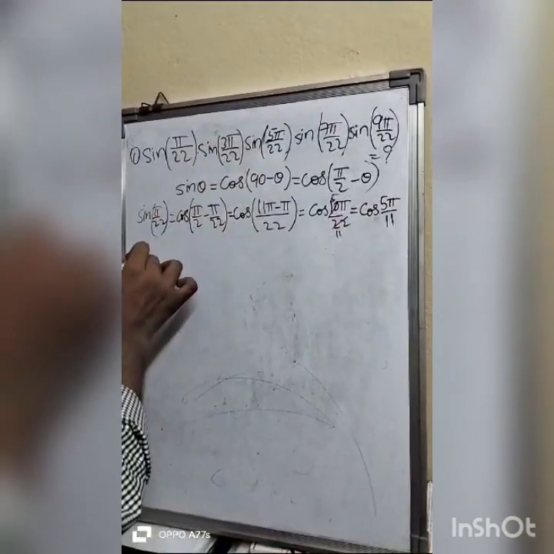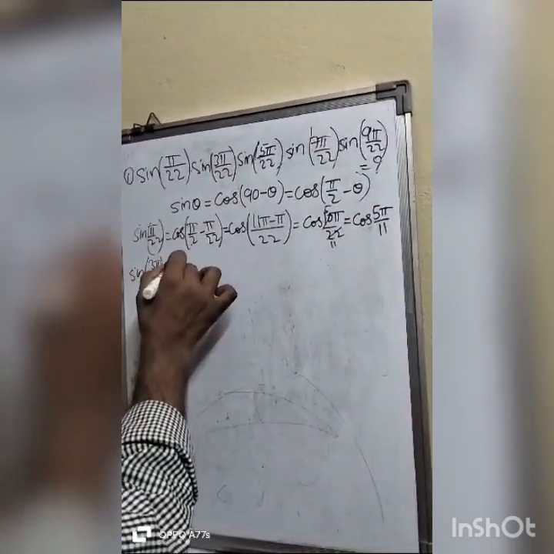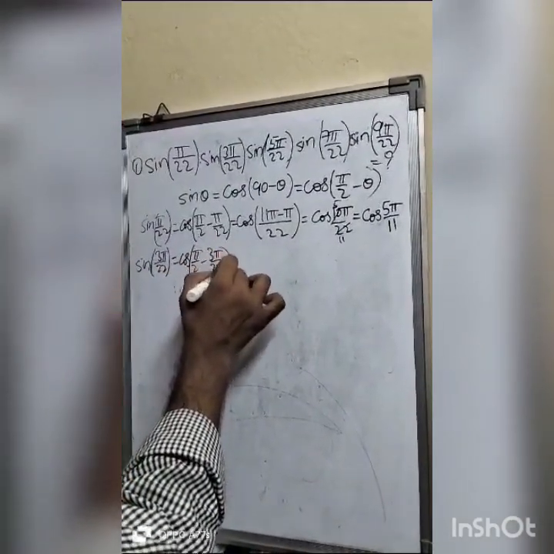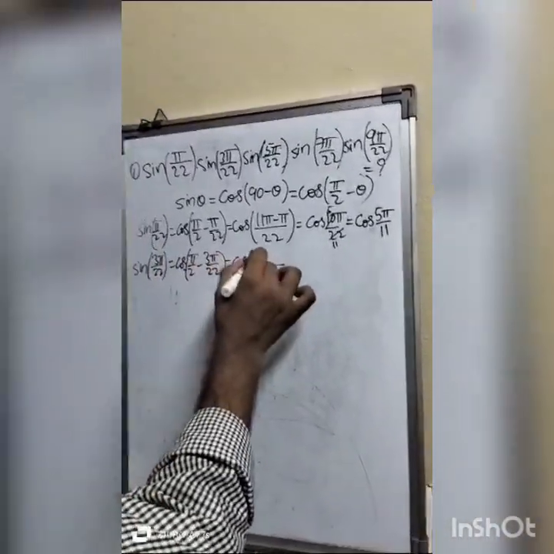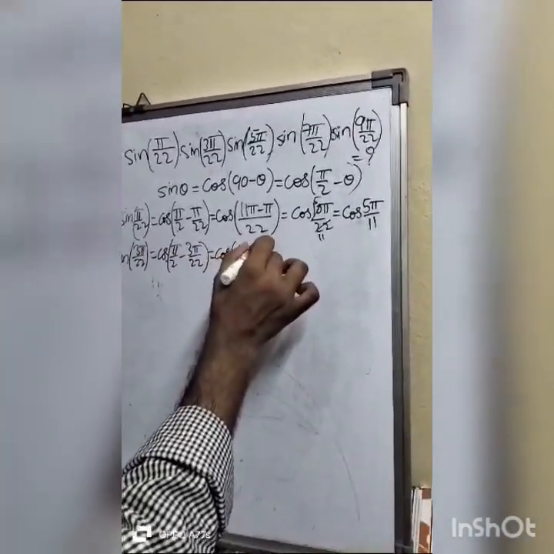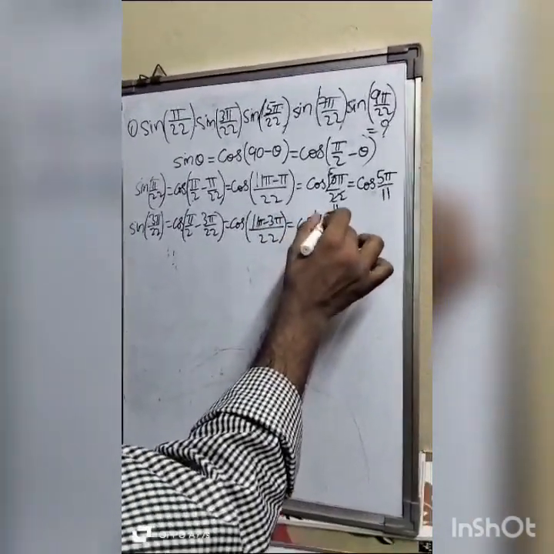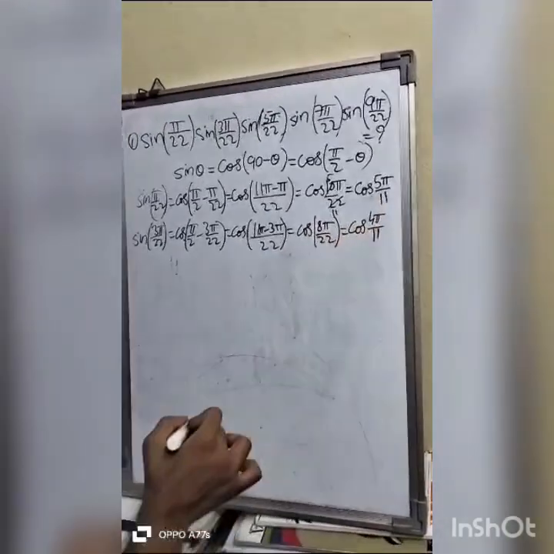Next step is sin 3 pi by 22. So how do we convert this? This is also converted in terms of cos of pi by 2 minus 3 pi by 22. Again LCM is 22. Now 2 11s are 22, so 11 pi minus 3 pi, that is 8 pi by 22. So again 2 4s are 8 and 2 11s is 22, so cos 4 pi by 11.